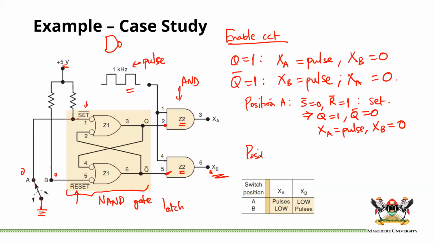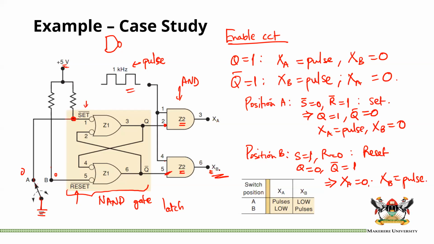At position B, it is the opposite of this. If we connect this to position B, S will be equal to 1 because it is now connected through here to 1. R will be equal to 0, meaning we reset or we clear. If we reset, Q is equal to 0, Q inverse is equal to 1. And we know that if Q is equal to 0, XA becomes 0, XB is equivalent to the pulse. So that is very easy, isn't it? Okay, let's move on.